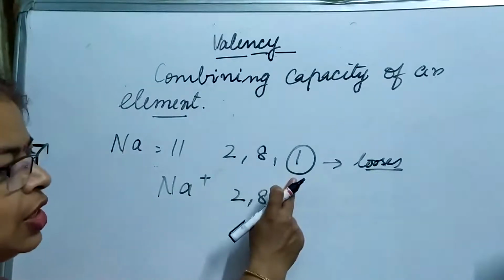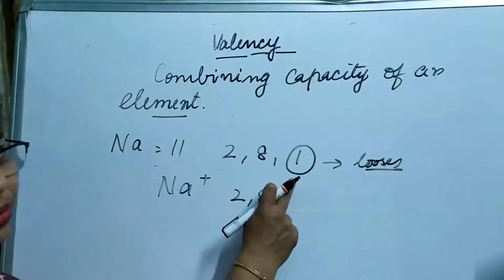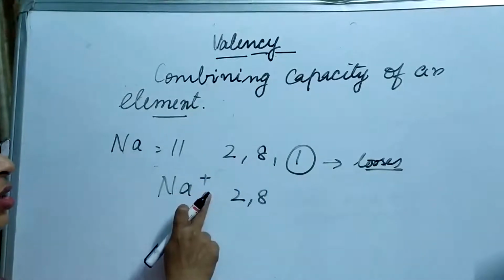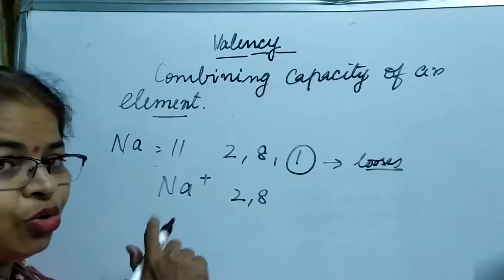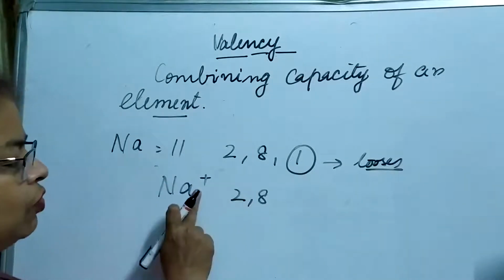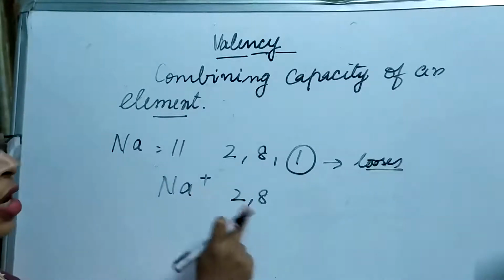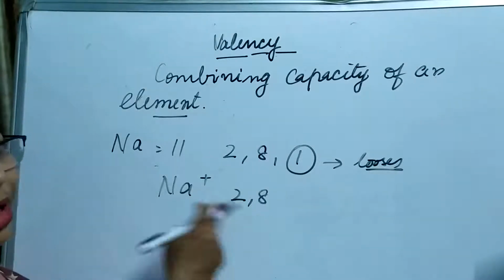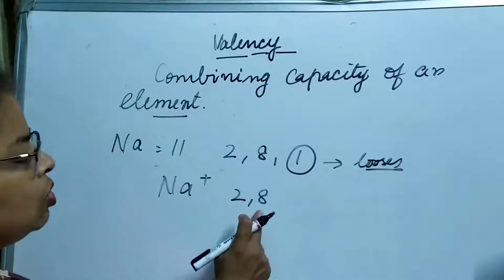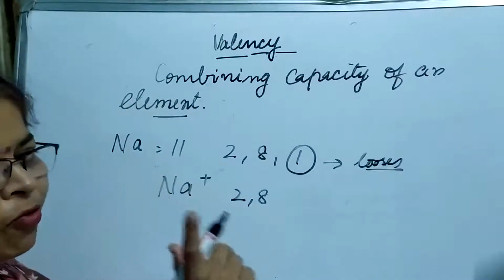When it has lost one electron, what will happen? It is having 11 protons. So more protons, how many more? 1 proton more. So it will get one positive charge. And the number of electrons present in sodium is 2, 8. Okay. So the valency is 1.